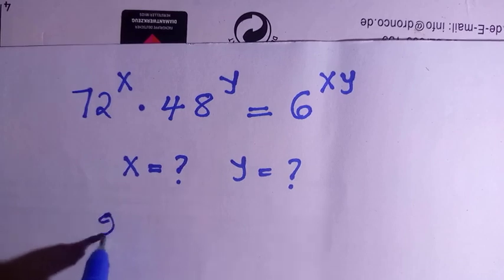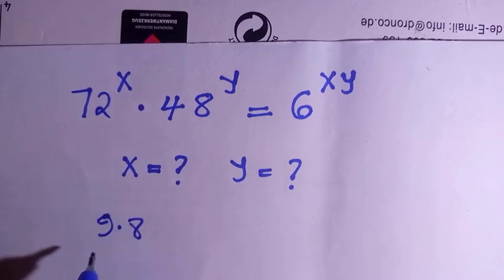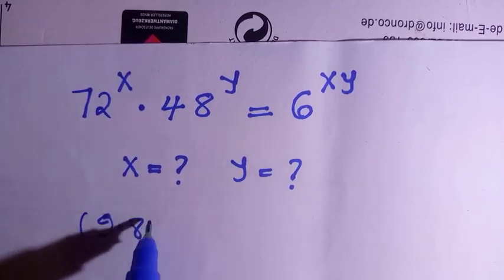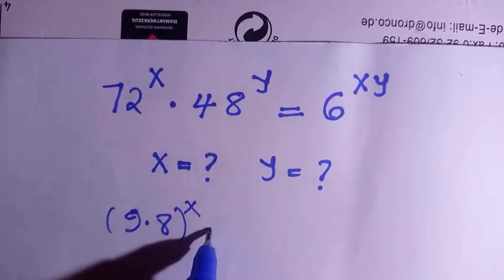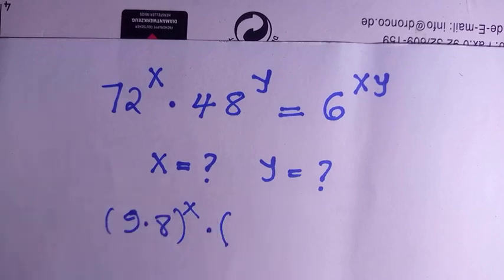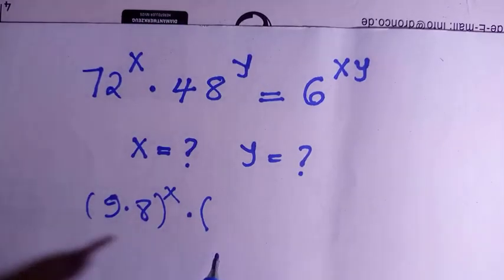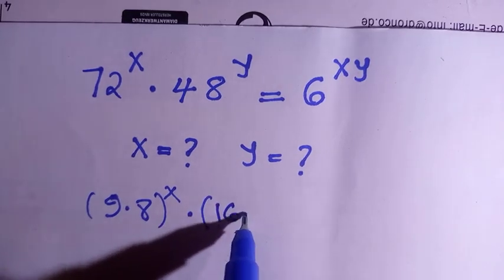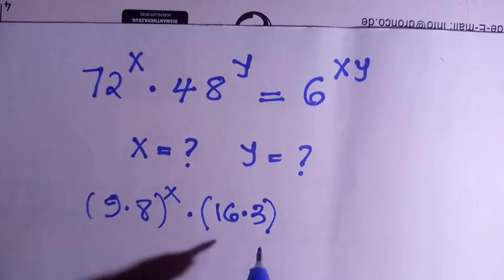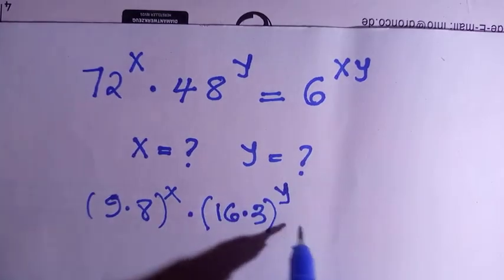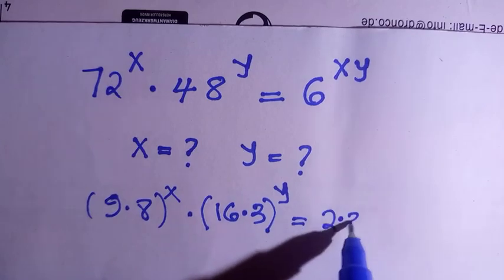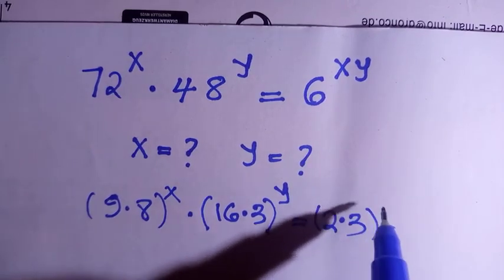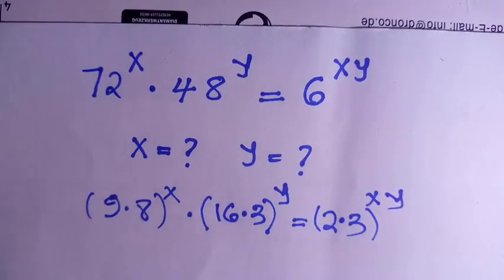So if we break this 72 into 9 times 8 and raise it to the power of x, then 48 can also be broken into one perfect square and the other which is not perfect. Then we have 16 times 3, raised to the power of y. So this equals 2 times 3 raised to the power of xy.